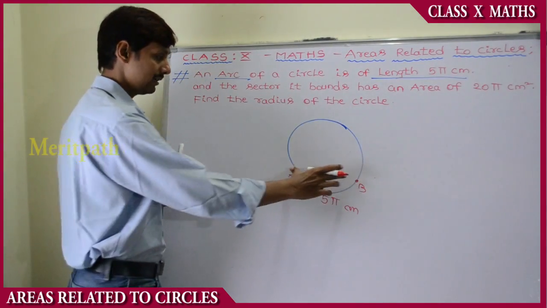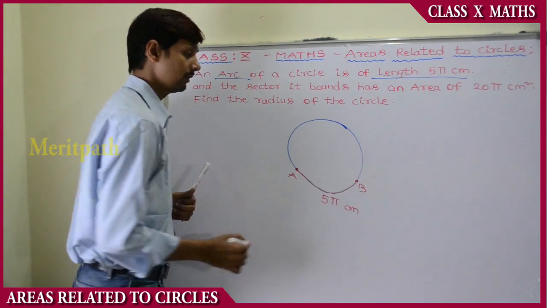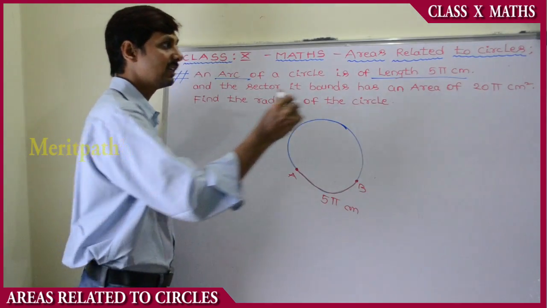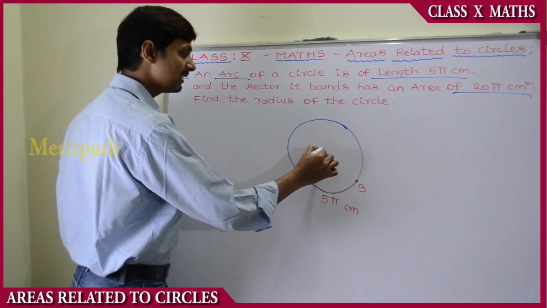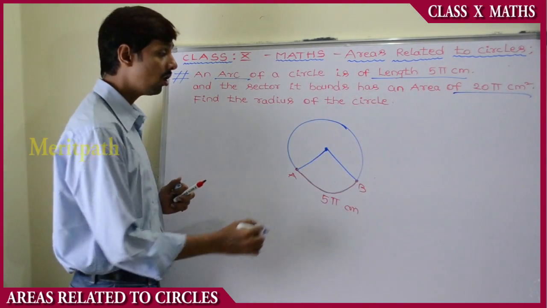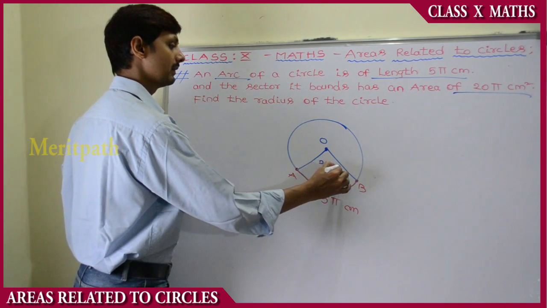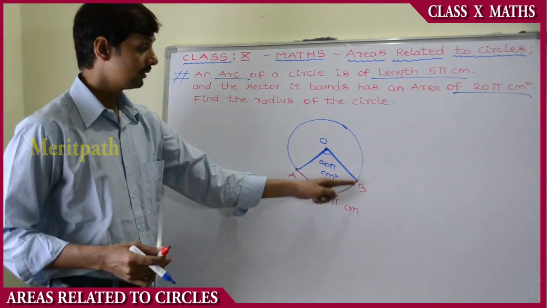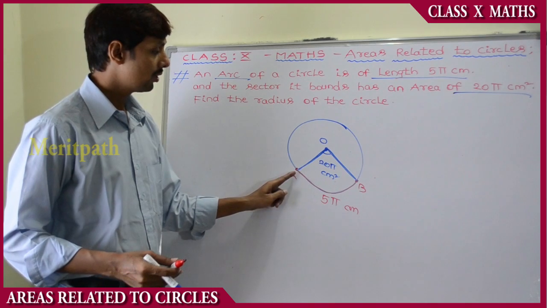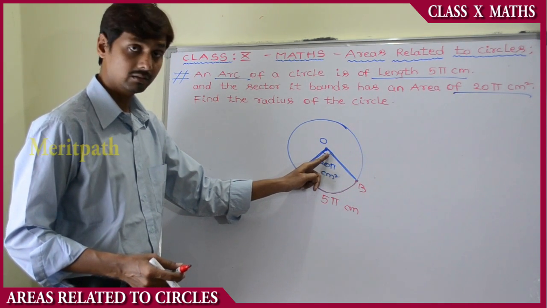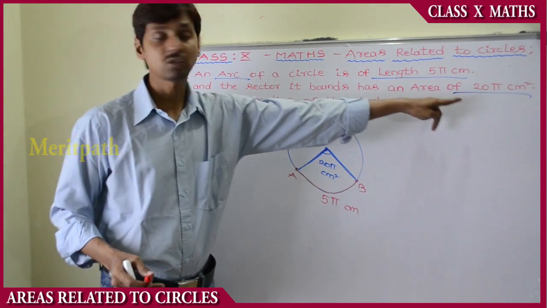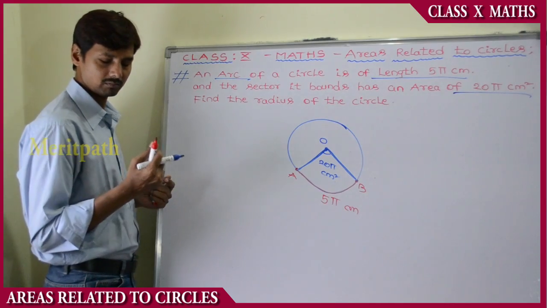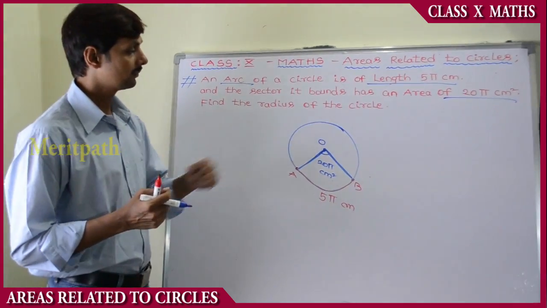Here AB is an arc, and its length is 5 pi centimeters, and the sector it bounds has an area of 20 pi centimeters square. So this arc is making a sector with an angle theta. Let's find out the radius of the circle.